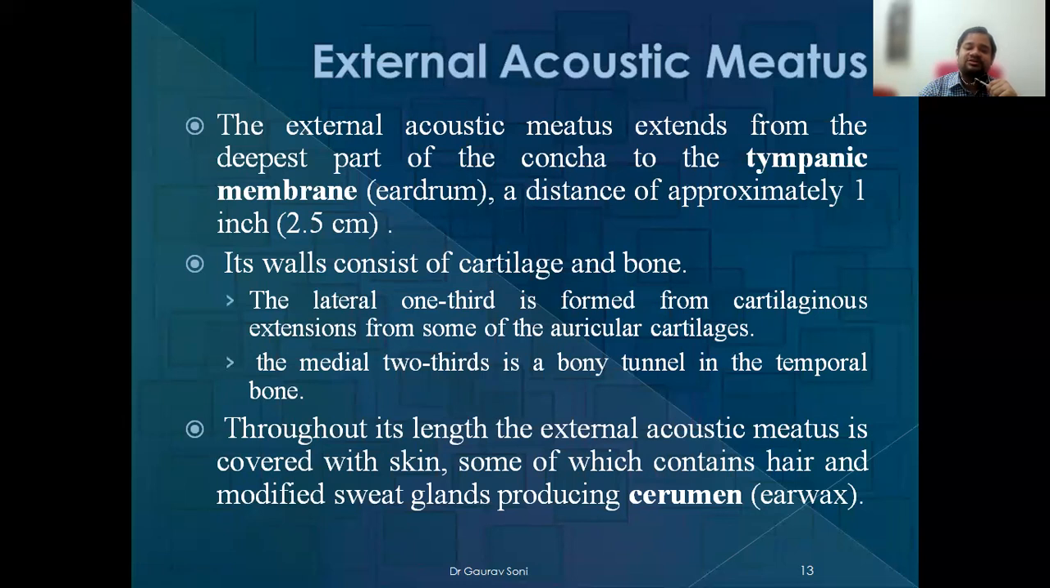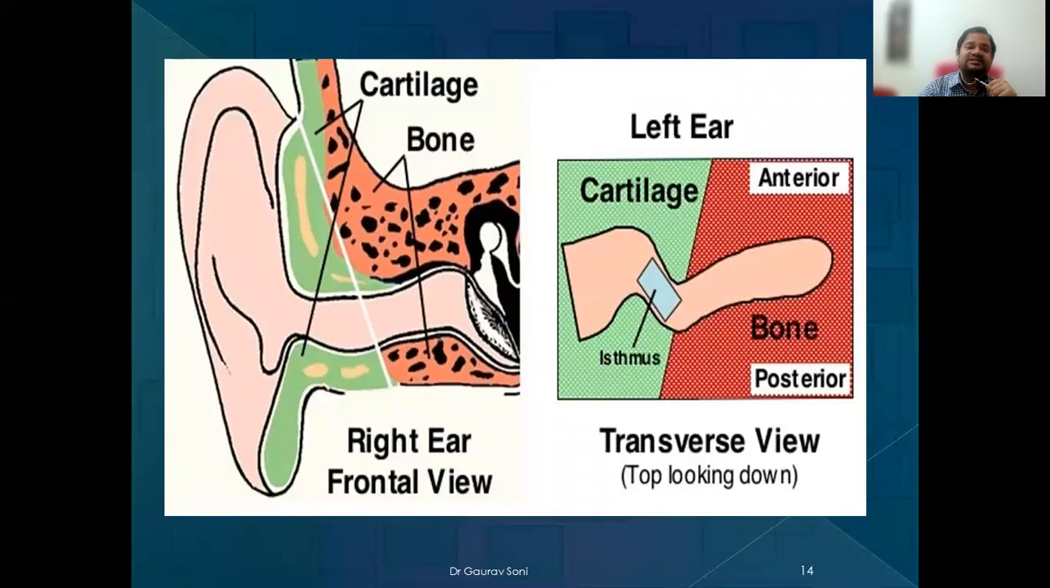Throughout the length of the external acoustic meatus, it is covered by skin, some of which contains hairs and modified sweat glands producing cerumen. This cerumen traps the dust particles entering through the opening of the ear. In this diagram, you can simply understand this is the pinna, then this part is the external acoustic meatus. The green part is shown as the cartilage and this part is shown as the bone. The lateral one-third is surrounded by cartilage and the medial two-thirds by bony part. So these are the two divisions of the external acoustic meatus.